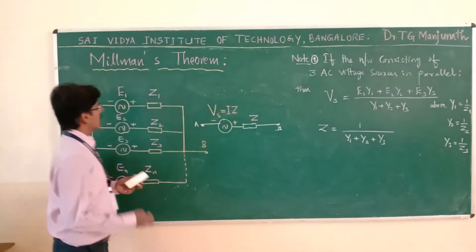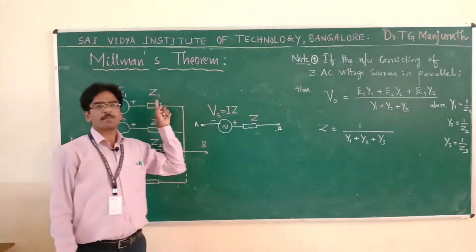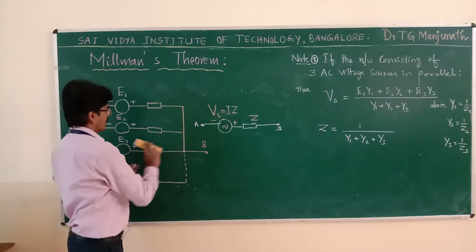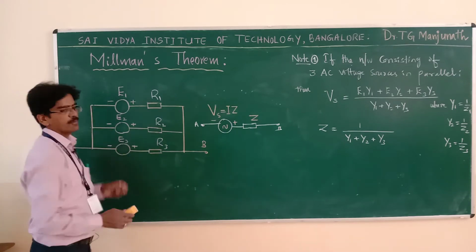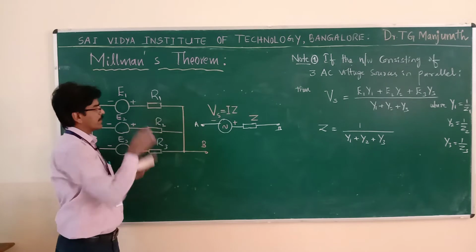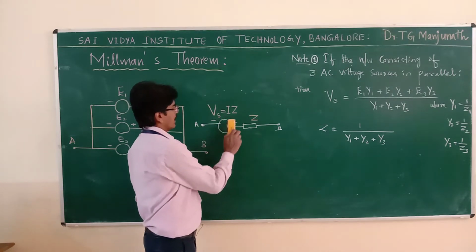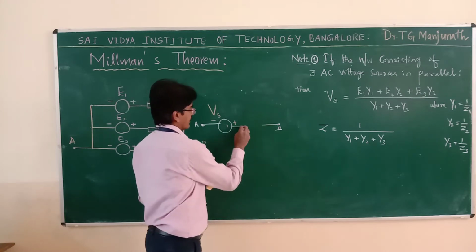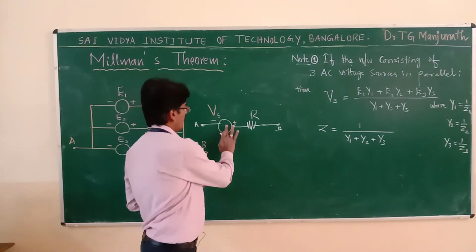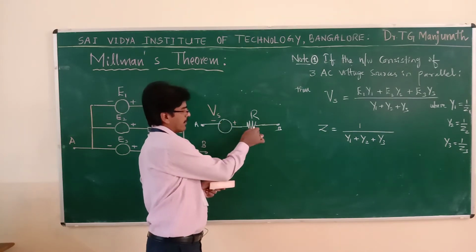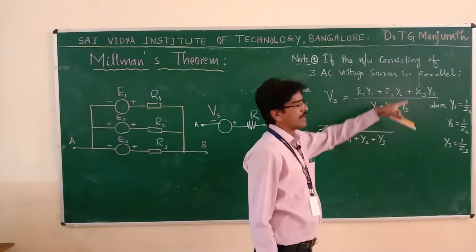Suppose the network consists of 3 DC sources. Then we are not going to represent them by impedance, we represent them by resistance, so let it be R1, R2, R3. Assume 3 DC voltage sources are in parallel. Here we represent the internal resistance of the source by resistance. Then we convert this into a single DC voltage source in series with a single resistance. Now how to find this Vs value and the resistance value? Again the formula remains the same, the only change is that instead of admittance we write conductance G.